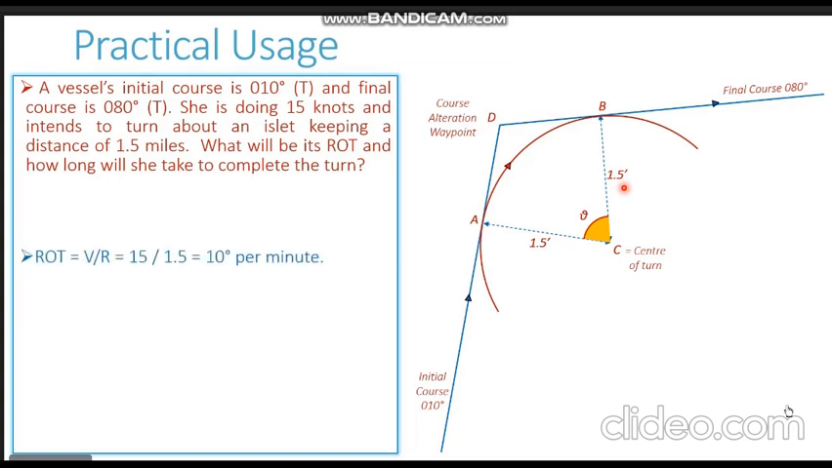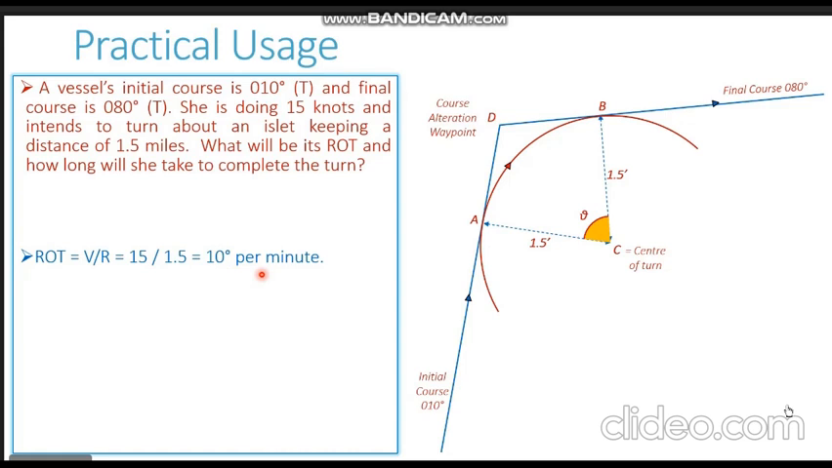So let us now apply the formula and see what results we get from there. We know from the rate of turn formula, rate of turn is equal to V upon R. The speed is given to us as 15 knots and the radius of the turn is given to us as 1.5 miles. So this tells us that to execute this turn, the vessel needs to maintain a rate of turn of 10 degrees per minute.